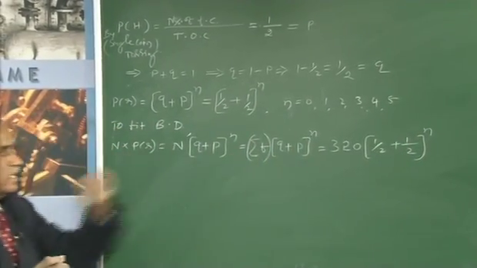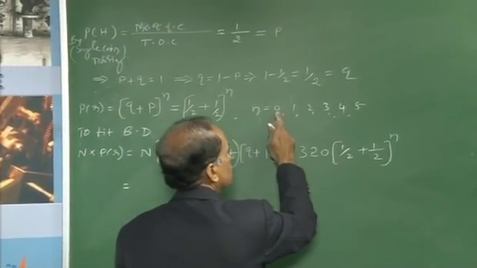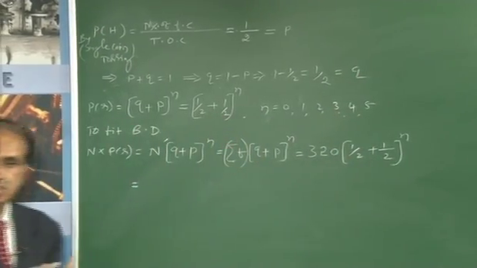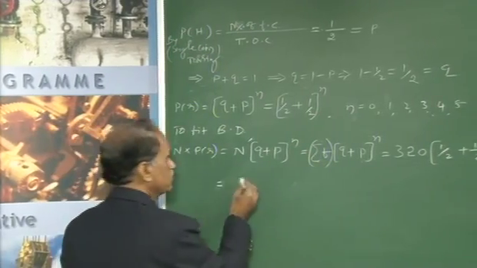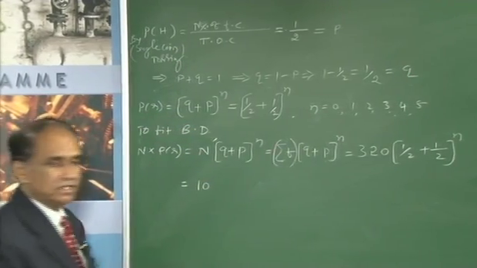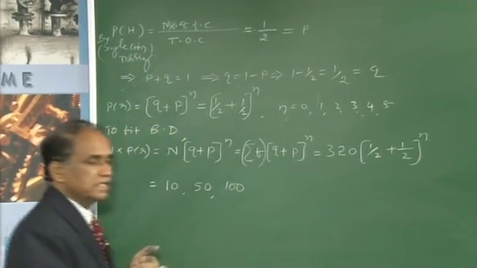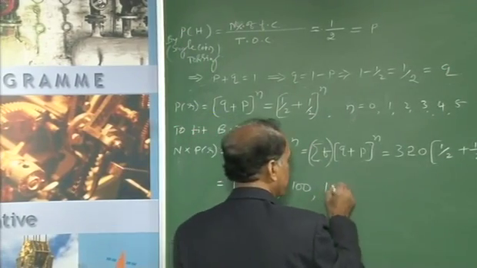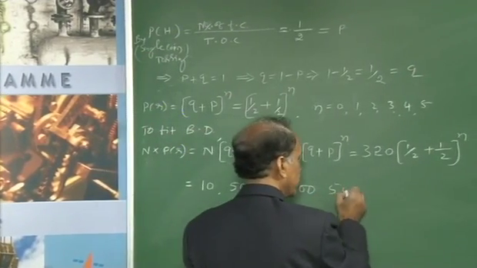When you expand like this, in place of the first value, that means n is equal to 0, n equal to 1, n equal to 2, n equal to 3, 4 and 5, you are getting the new values which you expect. The first number is 10 at n equal to 0, the second value you get is 50 at n equal to 1, and the third value you get is 100 at n equal to 2. Similarly, the next value is 100, then the last two values are 50 and 10.